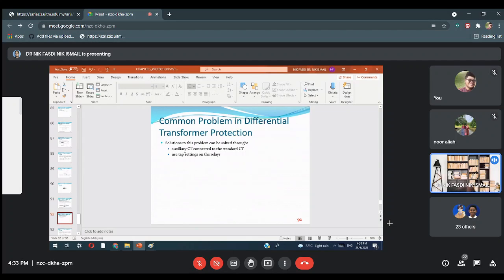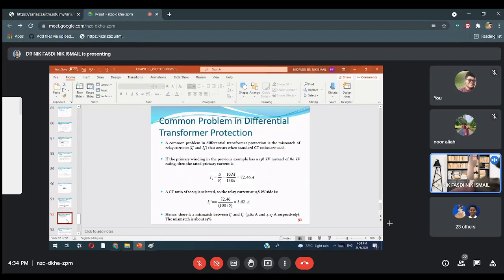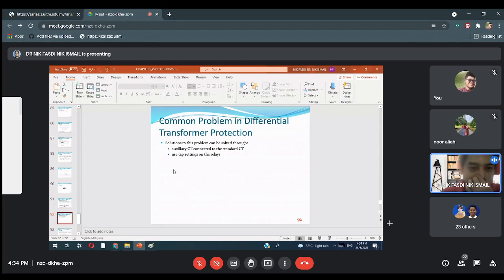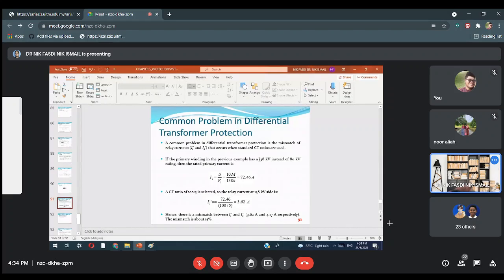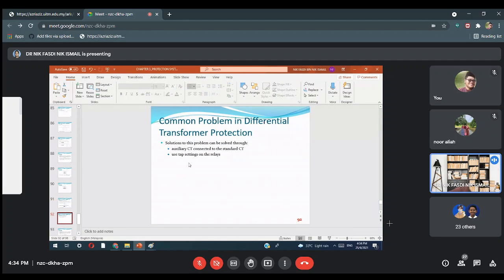The solution to this problem can be solved through an auxiliary CT. We use a CT circuit, an auxiliary, an additional CT connected to the standard CT, or use the tap setting on the relay. So we can use two ways. One is tap setting. What is tap setting? With tap setting, we have tapping where we can step up or step down the voltage. For example, in this case it is 138, so we need to step down to 80 in order to have no mismatch at all. We use tap setting to step it down to 80 kV. That is one of the solutions. But we need to differentiate between fault current and the normal operating current.